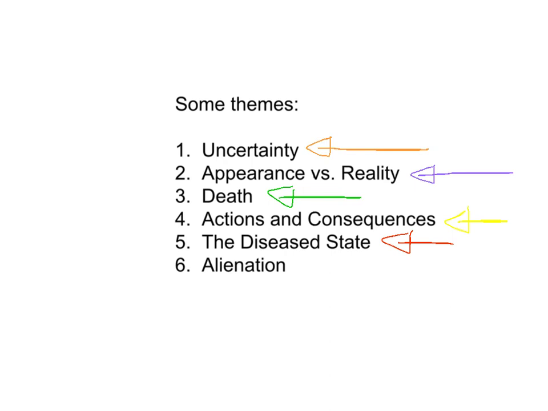We also know that Denmark is vulnerable from the outside as Prince Fortinbras comes to avenge the death of his father. And so the state of Denmark really is diseased in a number of different ways, and we sort of explore that disease as the play goes on at the macro level.